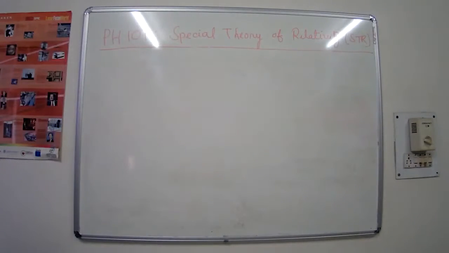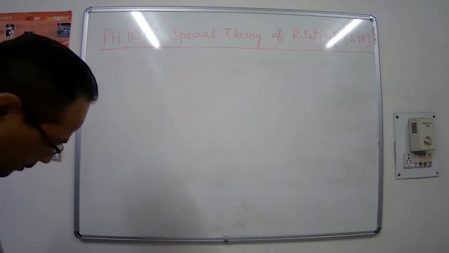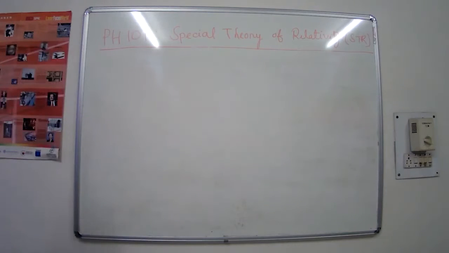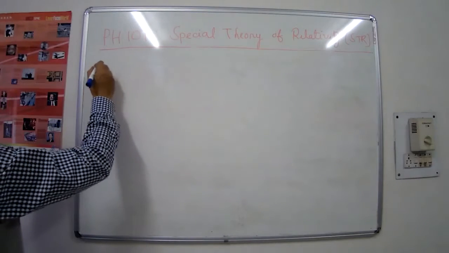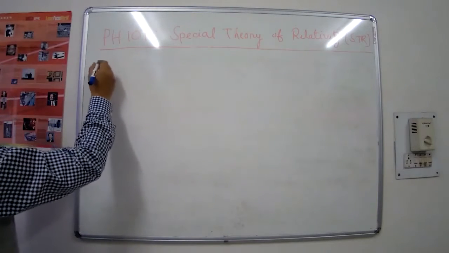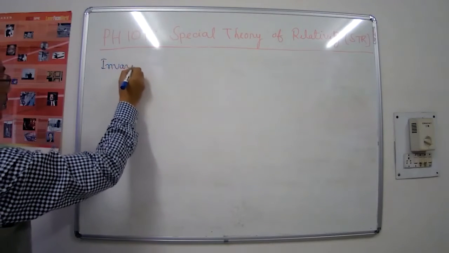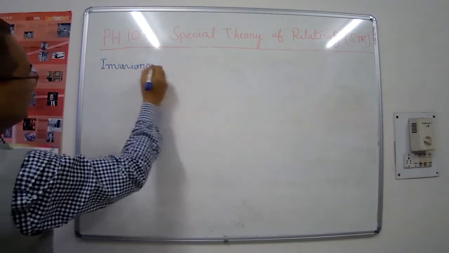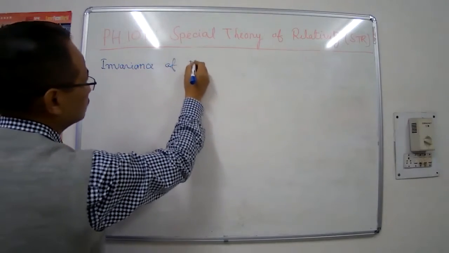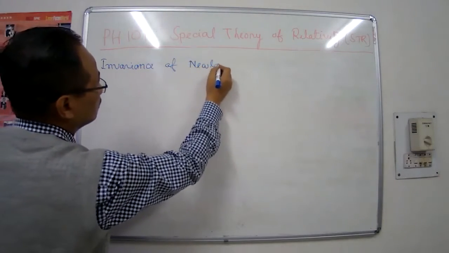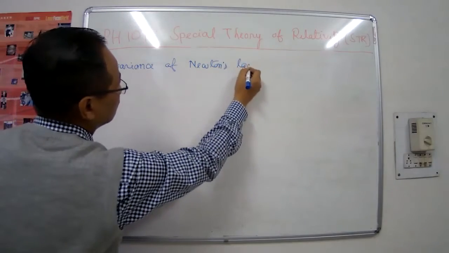Now, these transformations that you have just seen, the Galilean transformation, what about Newton's laws of motion? What about the correctness of Newton's laws of motion under Galilean transformation? That I can state as invariance of Newton's law.